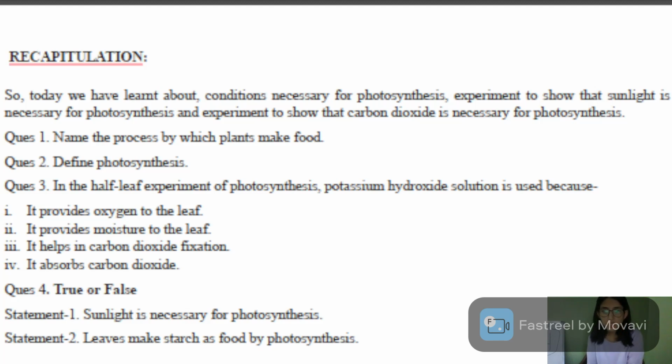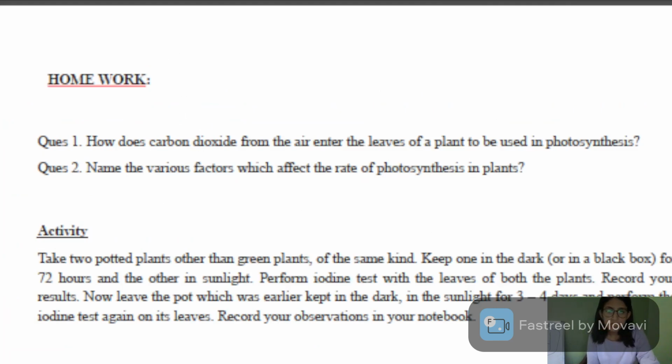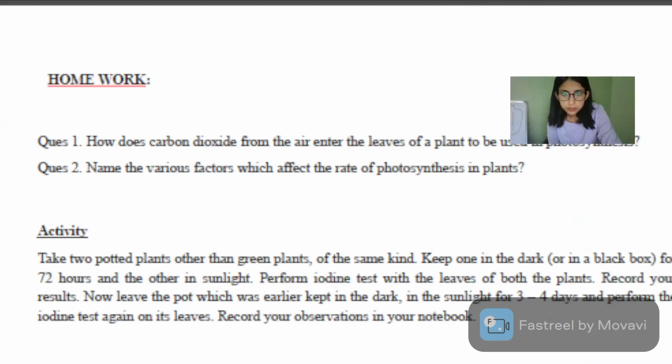So this statement is true: leaves are making starch, which is sugars, as food by the process of photosynthesis by utilizing carbon dioxide, water, and sunlight. So that is it for the recap today, and I'll be giving you some homework questions which you'll be doing at home, and an activity which you'll be performing in your homes.